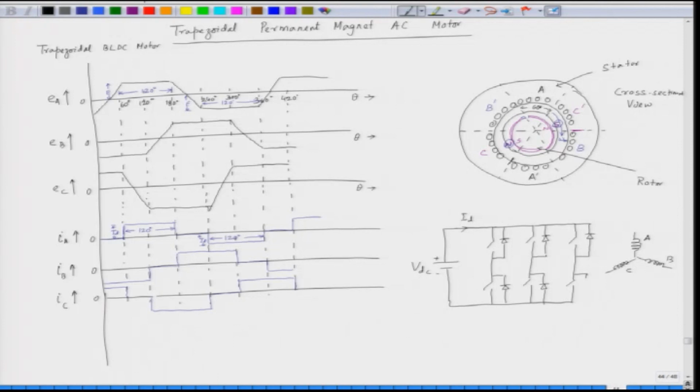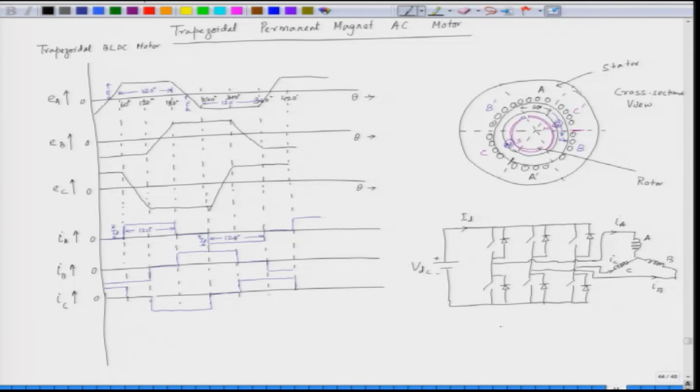So, we have an inverter, and the inverter feeds the stator of the trapezoidally excited permanent magnet AC motor. So, this is phase A, and we have phase C fed from this point, and phase B is basically from this side, and we are feeding phase B. And this current is IA, the phase current IA. This is IB, the phase B current, and this is IC, the phase C current.